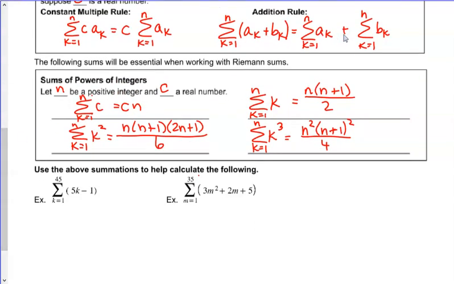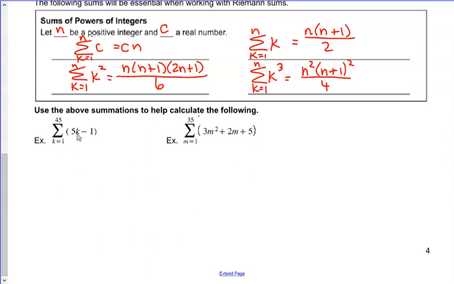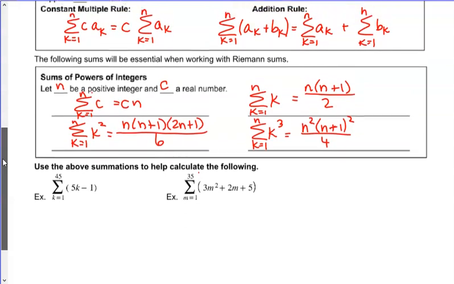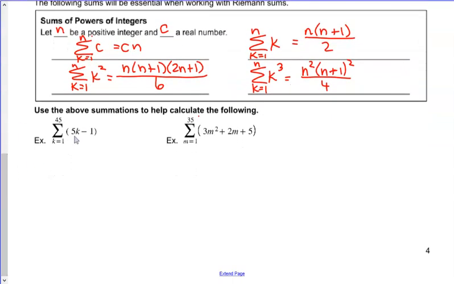Okay, it works with subtraction as well. So I'm going to separate those. But notice I have a constant here with my k. And that's another one of our properties up here, that if I have a constant with my variable of k, I can pull that constant out front. So that's what I'm going to do with this 5, and I'm going to split up the subtraction.